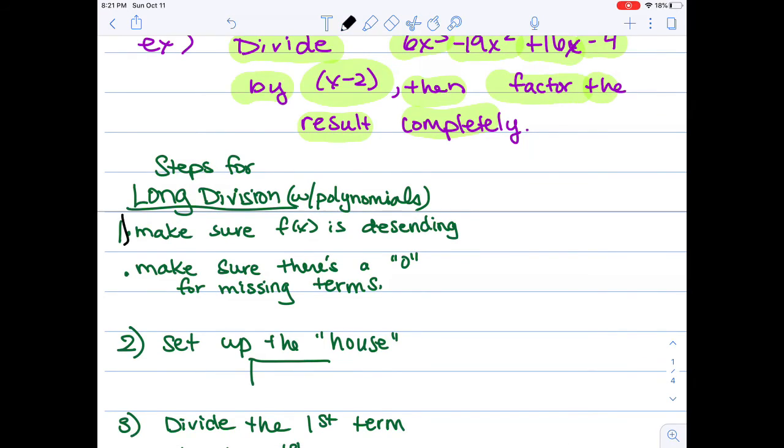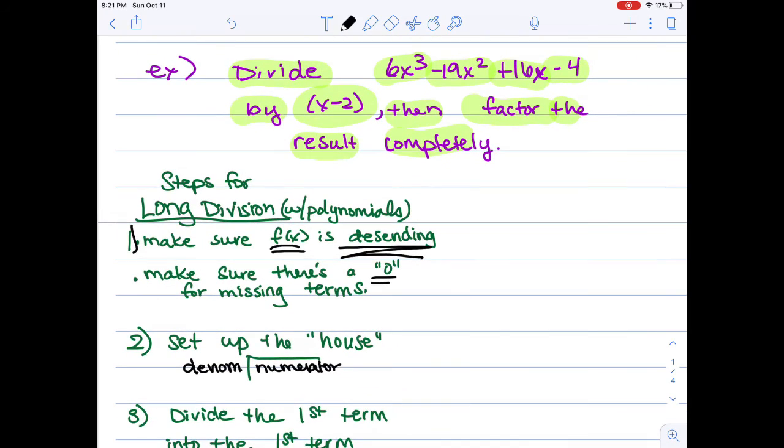Step 1, we're going to make sure f of x is descending, and we're going to make sure there's a 0 for any missing term. So for example, if there wasn't an x squared term, we want to make sure we have a 0x squared there. We're going to set up the house. Remember, the numerator goes inside, and the denominator goes outside the house.